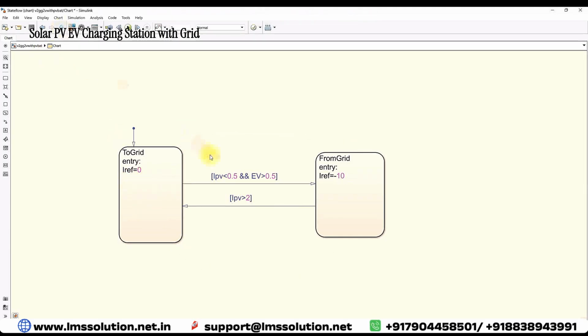The only thing you have to check is that when the PV current is less than 0.5 amps and the EV is turned on, that is, the EV is connected to the system, then we are going to take the power from the grid. Otherwise, we are not taking any power from the grid. The PV is directly used to charge the battery, to avoid the cost of grid purchase.